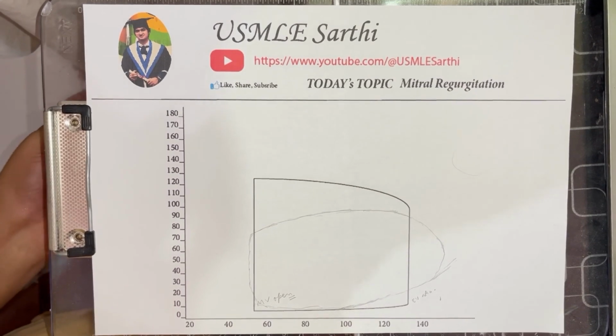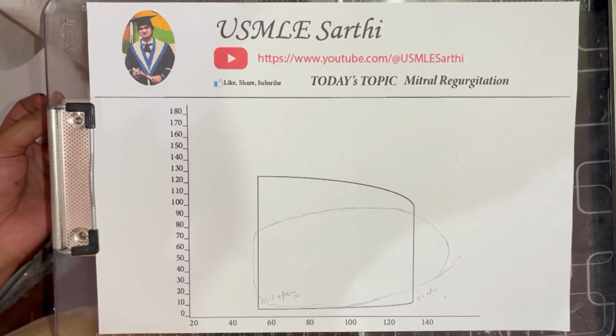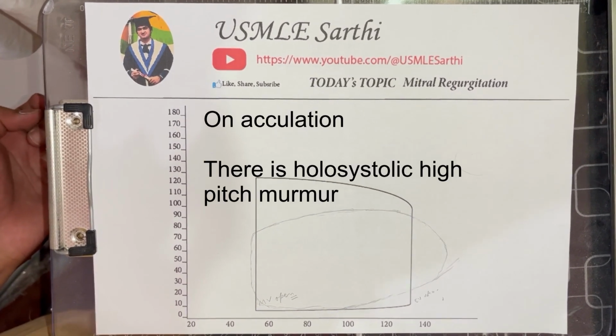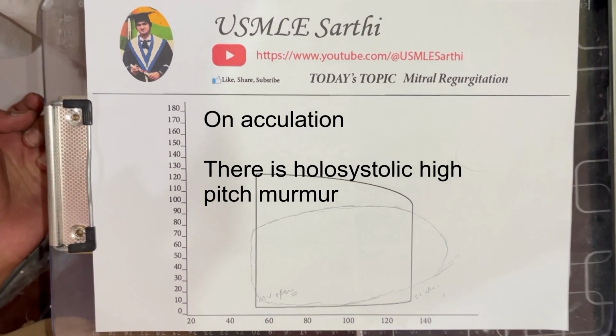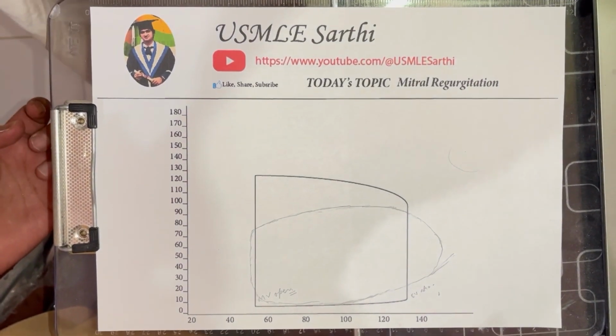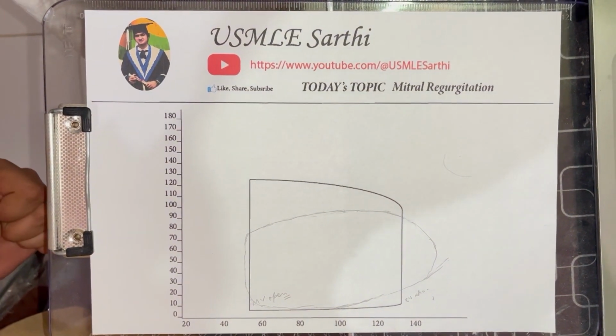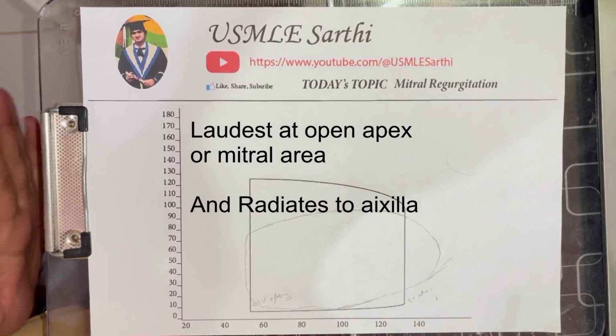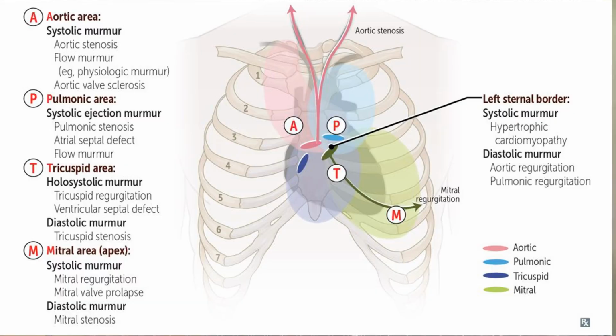So in mitral regurgitation, you hear a holosystolic high pitched murmur, which sounds like this. And there are a few things that you have to remember: the loudest sound you hear is at the apex, which you can see in this picture where the mitral area is.